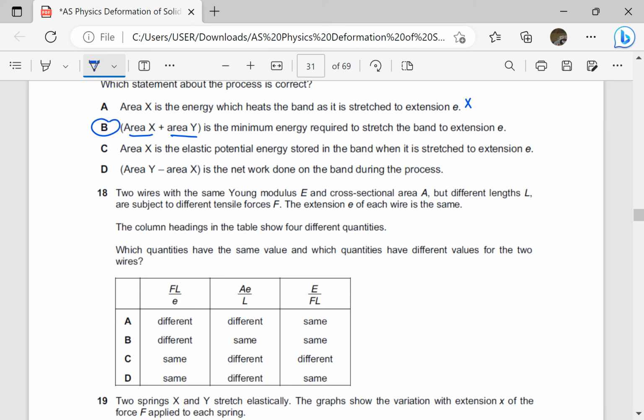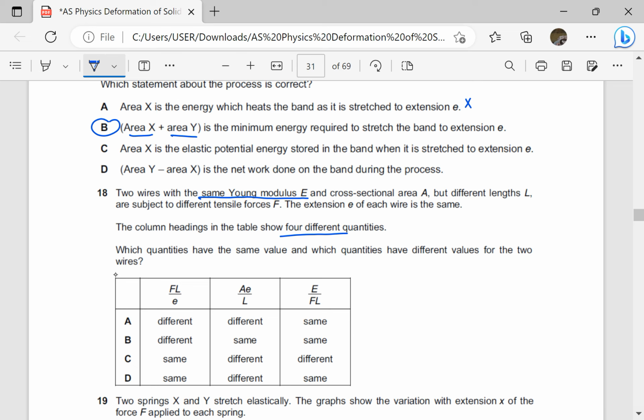Two wires with the same Young modulus E and cross-section area A but different lengths L are subject to different tensile forces. Remember, they have the same Young modulus. The extension e of each wire is the same. The column headings in the table show four different quantities. Which quantities have the same value and which quantities have different values for the two wires?